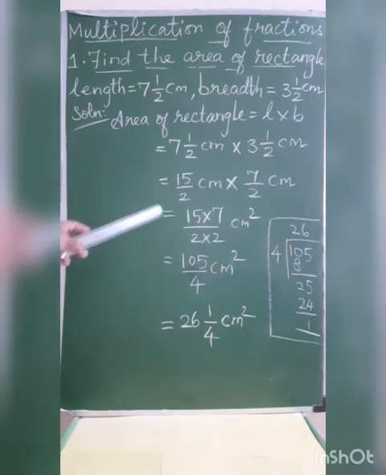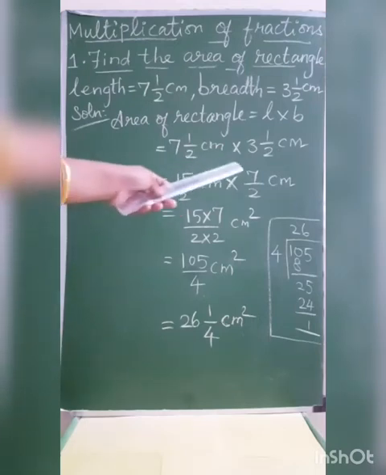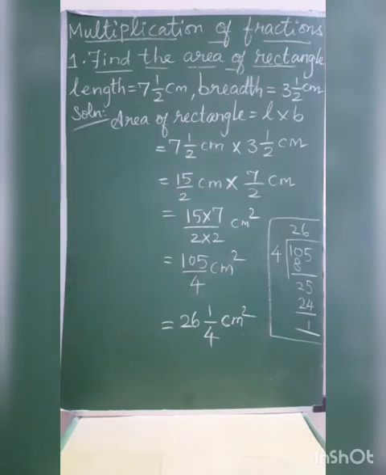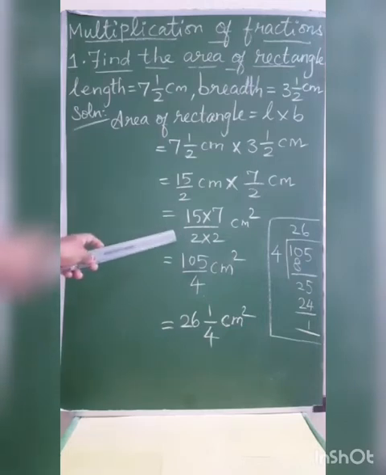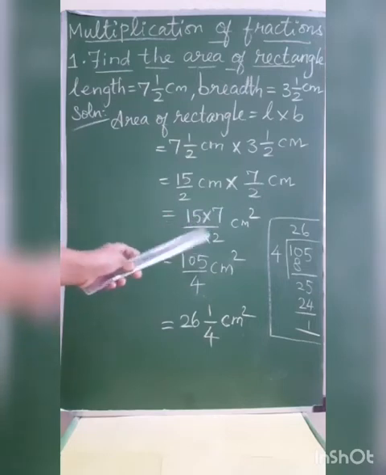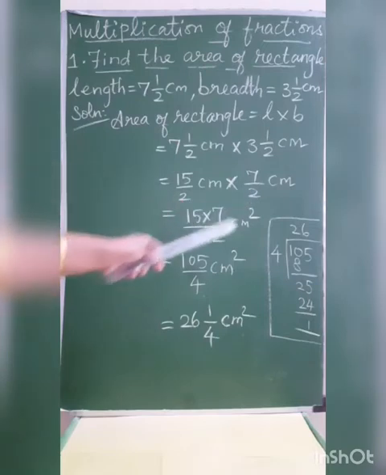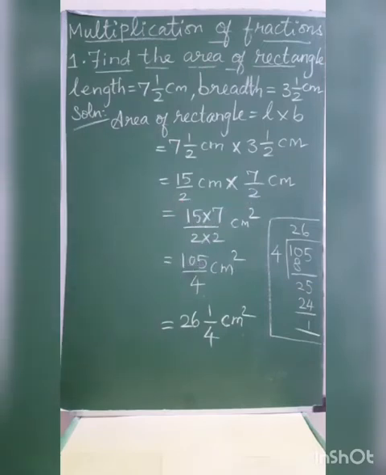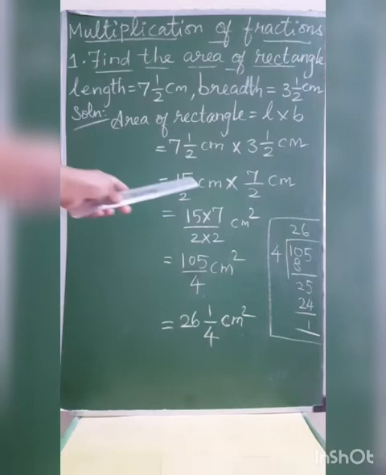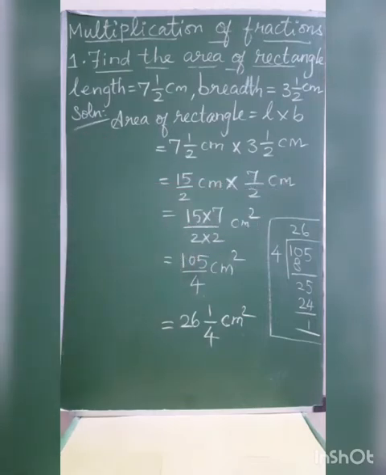Listen carefully. In addition or subtraction, if the denominator value is the same, you write it only one time and you add or subtract the numerator values. But in multiplication you have to multiply the numerators and multiply the denominators. So 15 into 7 is 105, 2 into 2 is 4. So 105/4 centimeter square. Centimeter into centimeter, the answer is centimeter square or square centimeter, both are correct.